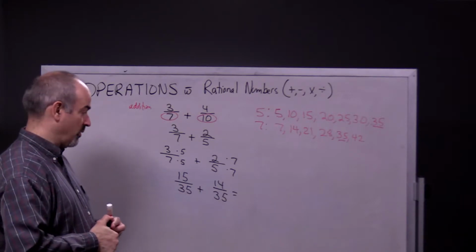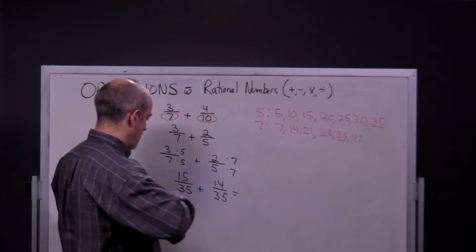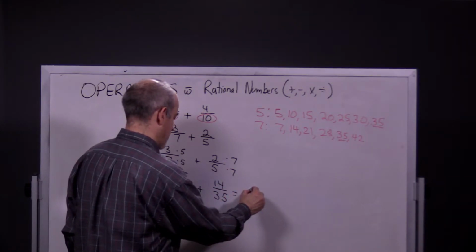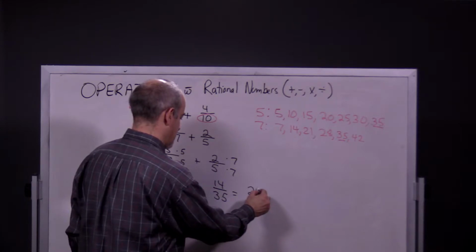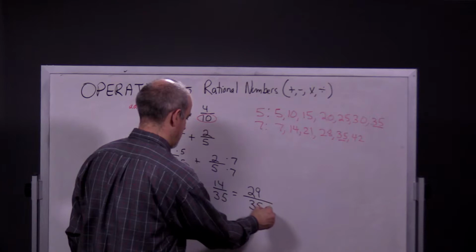Now, when you add fractions, rational numbers, you just add the top. So 15 plus 14, we already know how to add integers, 29. Then the bottom stays the same.